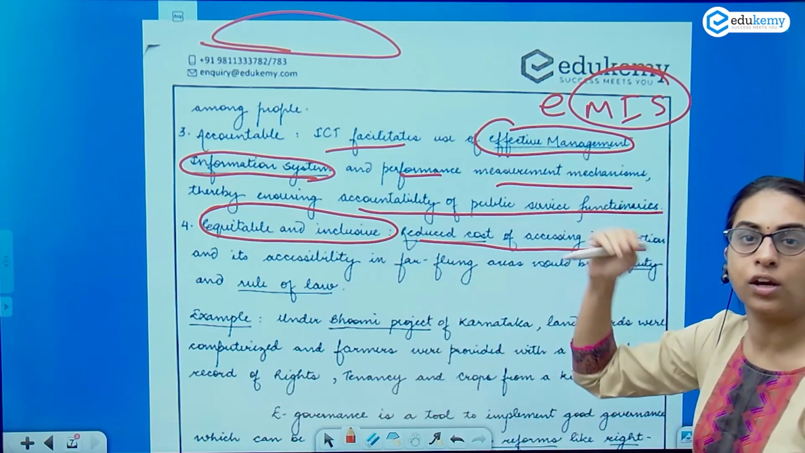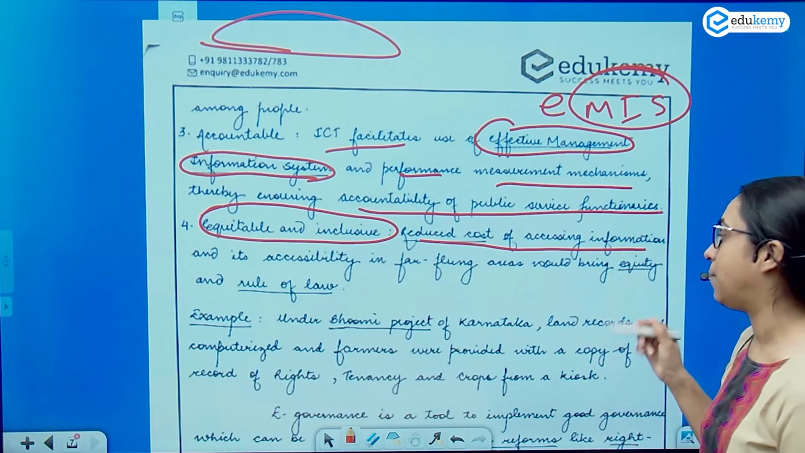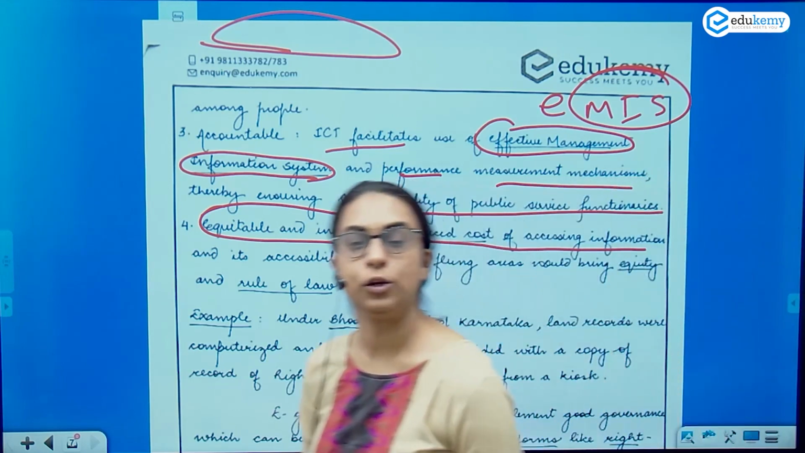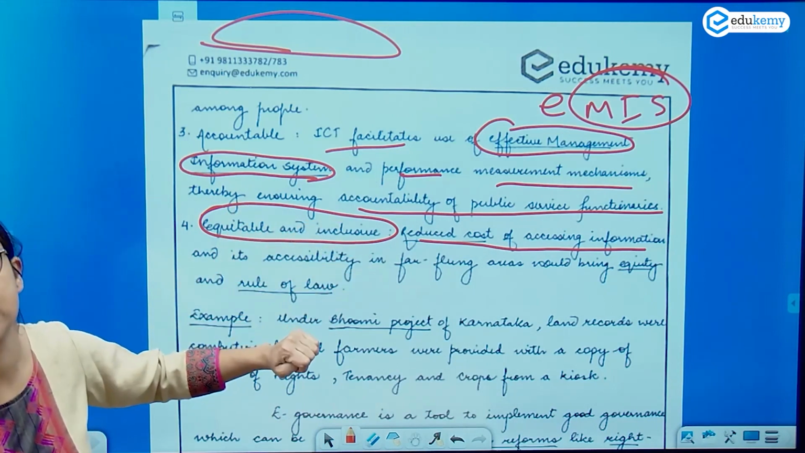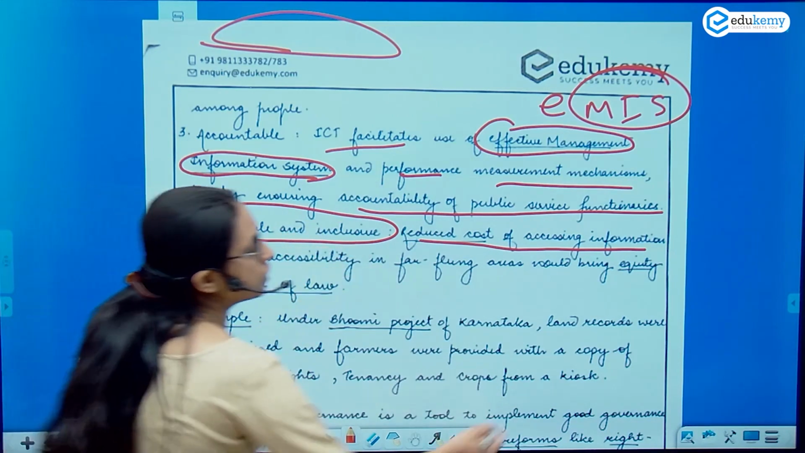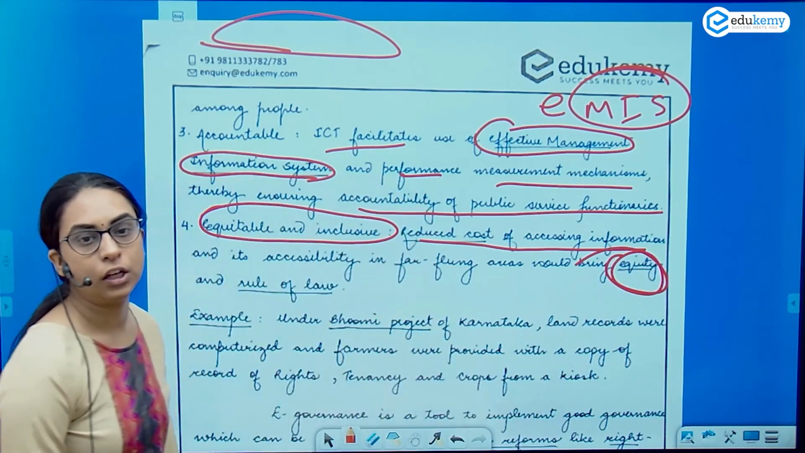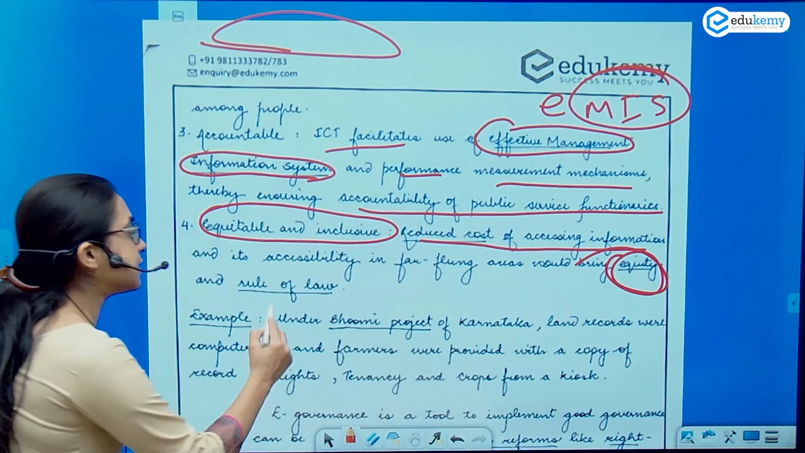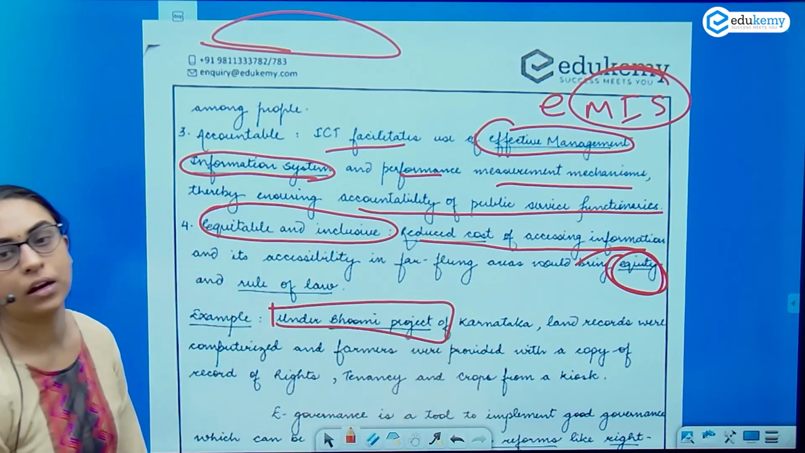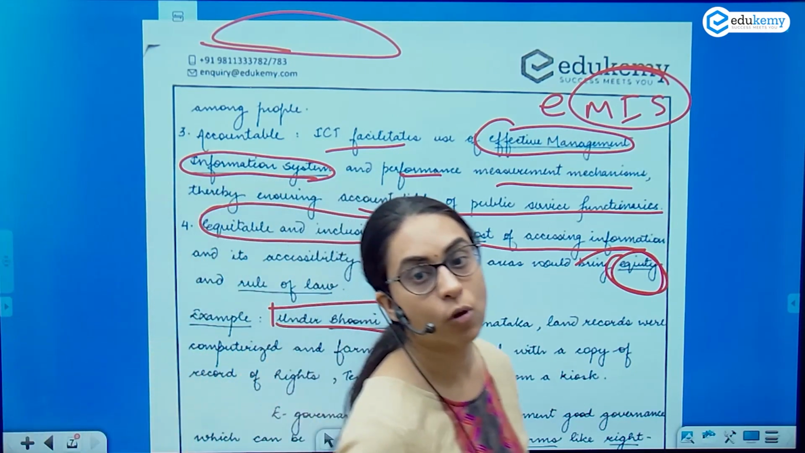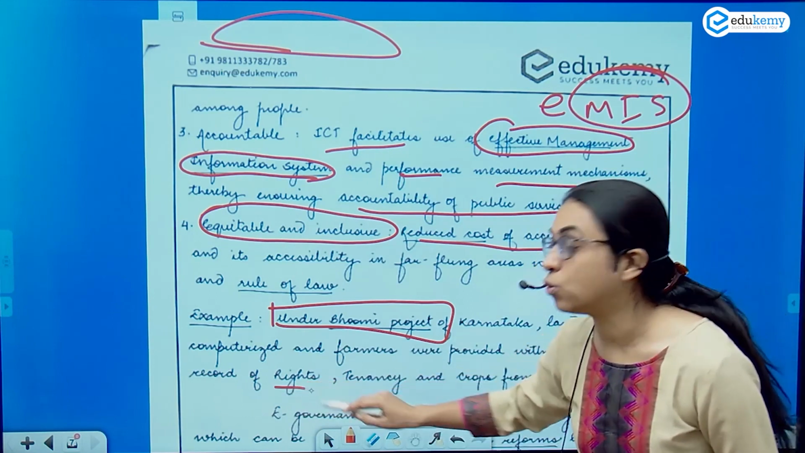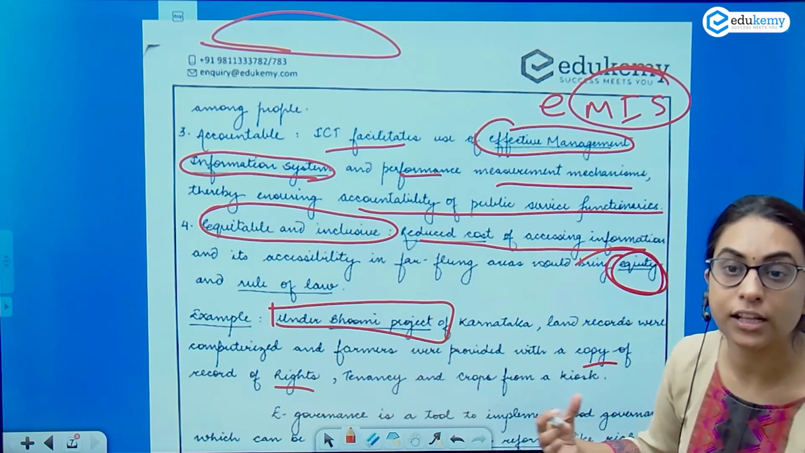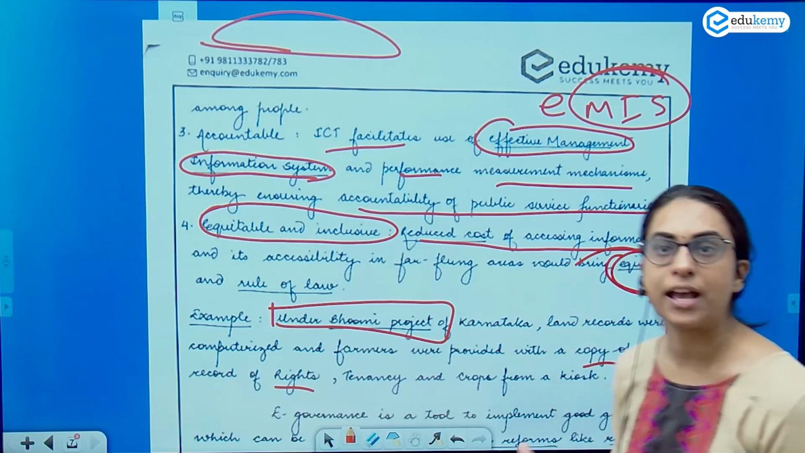You are not giving the information only to the rich. Earlier, information was only available to the rich person. So now e-governance has reduced the cost of information accessibility, and this has also promoted the concept of equity. For example, the Bhumi project of Karnataka. In the Bhumi project, what happened? The land records were digitized, computerized, and everybody was given a copy about their rights. So it led to rights-based governance, it led to participatory governance. Okay? Everybody has the information now.